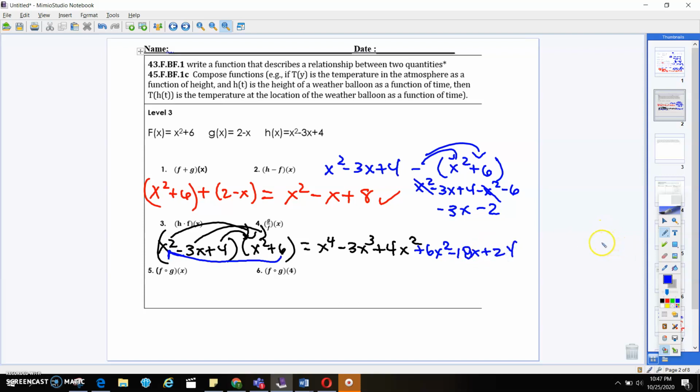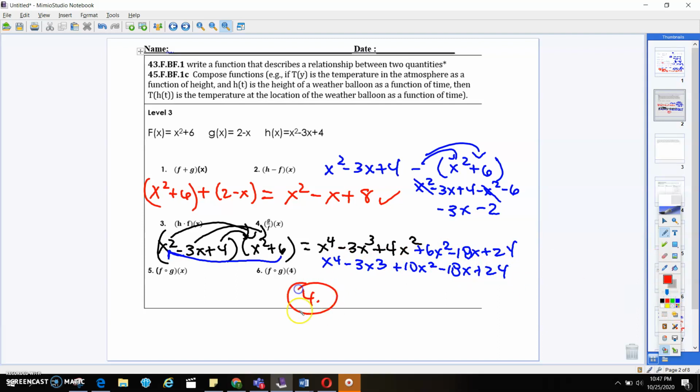And then we're going to combine our like terms. Well, this can't combine with anything, so we're going to bring them down. This can't combine with anything, we're going to bring them down. We've got 4x squared and 6x squared, which is going to give us 10x squared. Negative 18x plus 24. Okay?